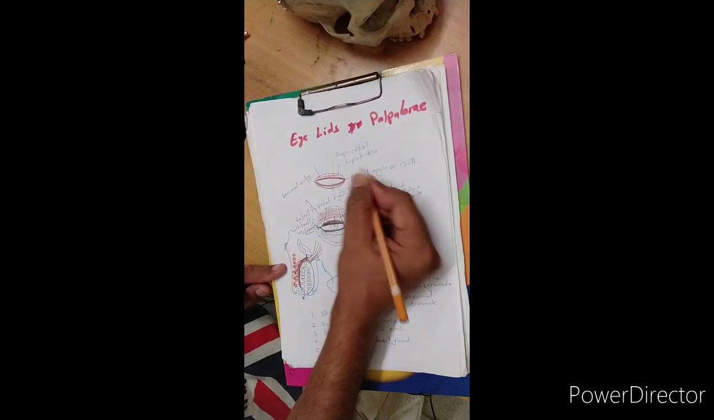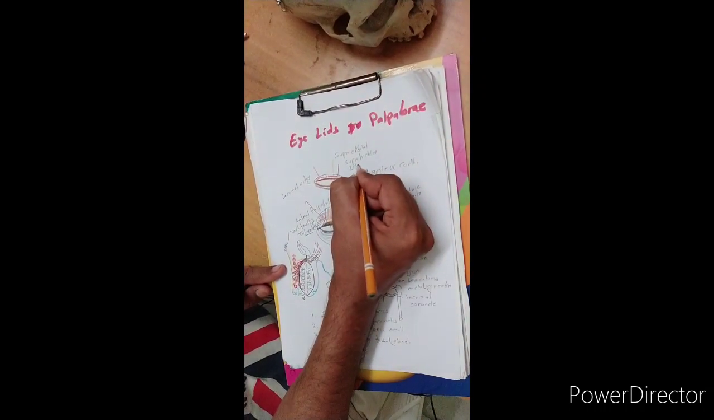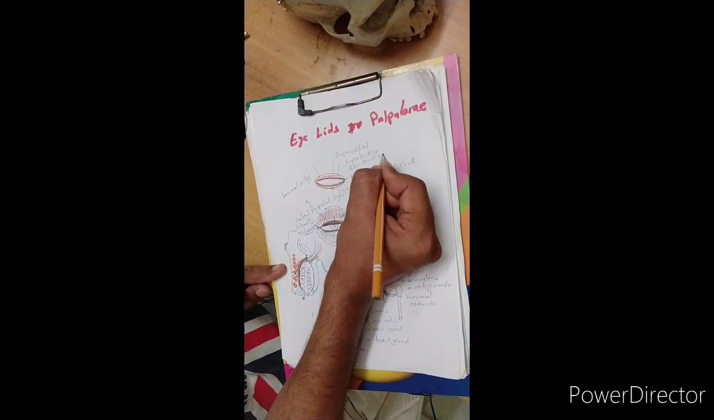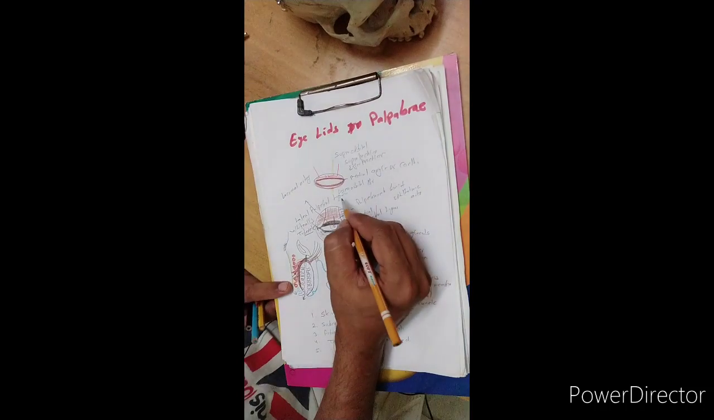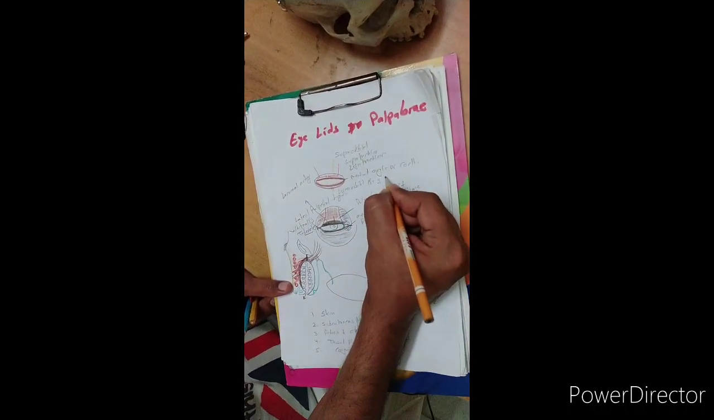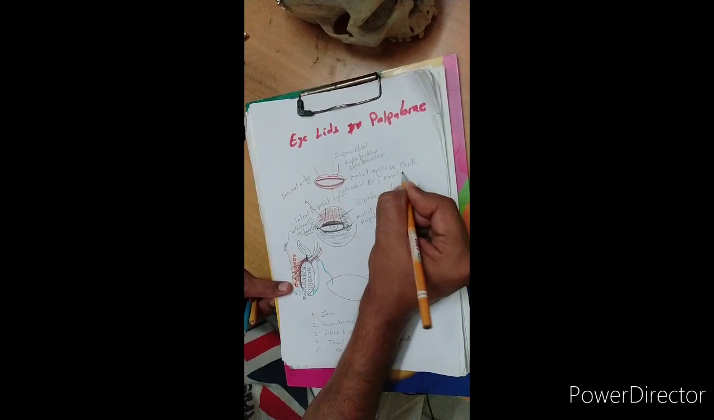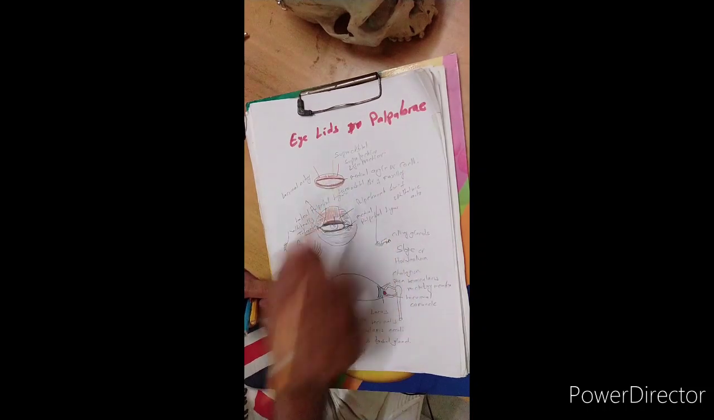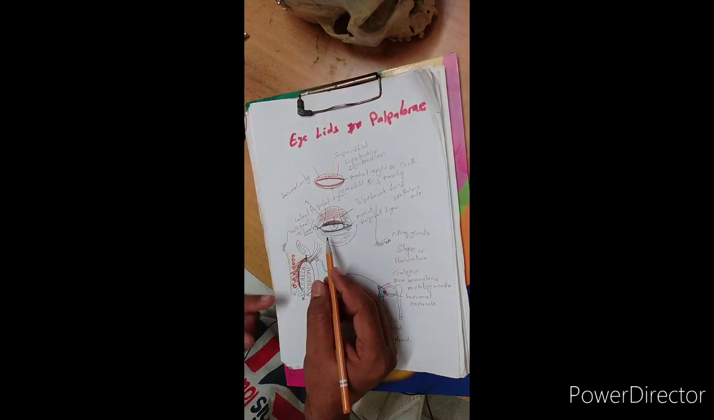Infraorbital and also infratrochlear from here. Infratrochlear here. While the lower eyelid is supplied by the infraorbital branch of the maxillary nerve. So the upper eyelid is supplied by the ophthalmic division of the trigeminal nerve, while the lower eyelid is supplied by the maxillary division of the trigeminal nerve. So this is the nerve supply, and now the lymphatic drainage.